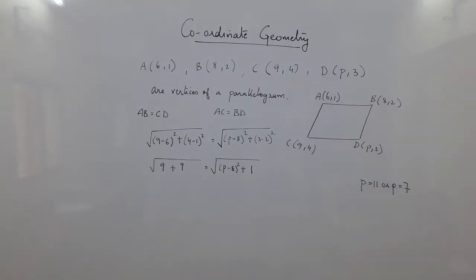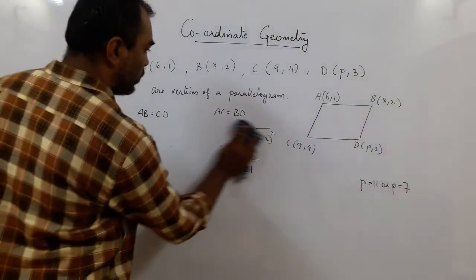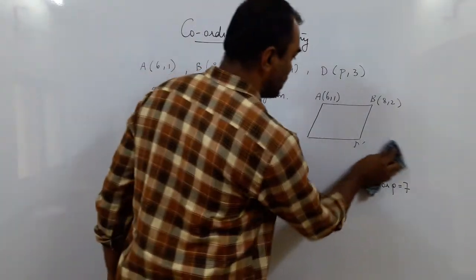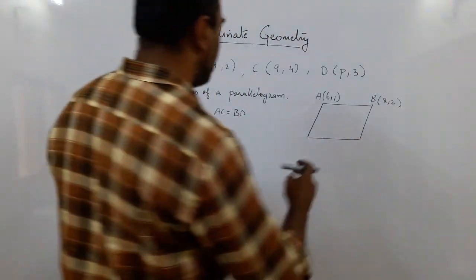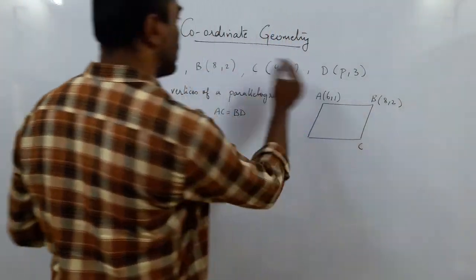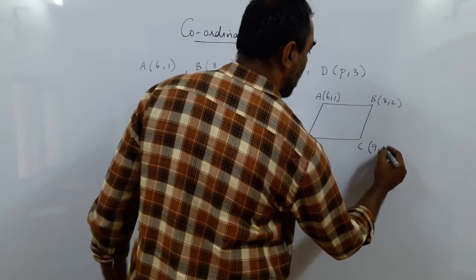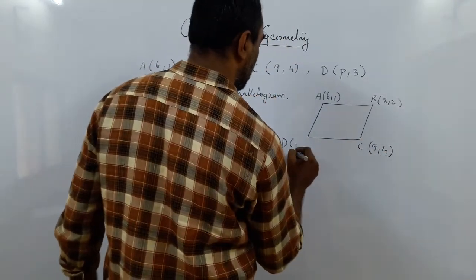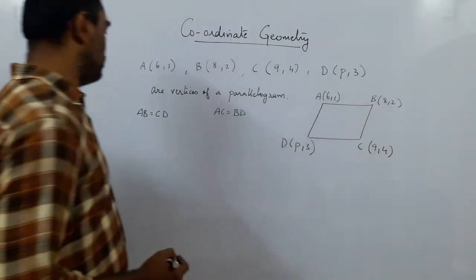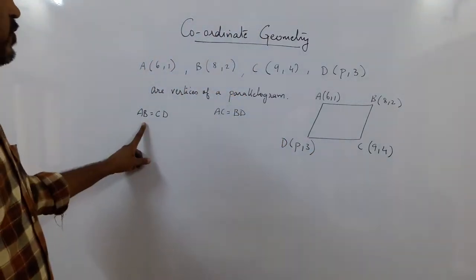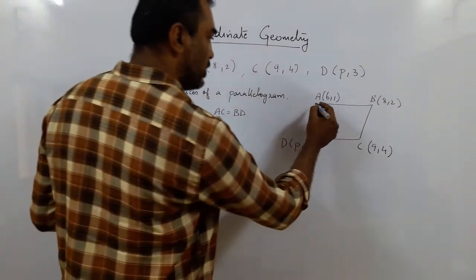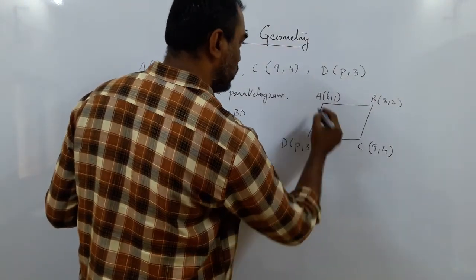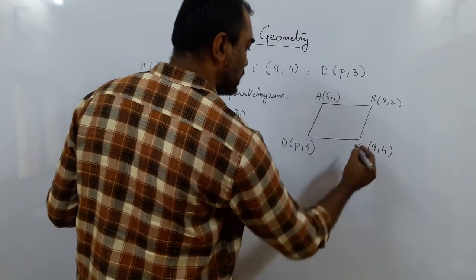Let us check it out once again. We have made an error here in writing the points. Okay, we have to discard this whole method and do it all over again. The mistake was that ABCD is a parallelogram, so C has to be 9, 4 and D has to be P, 3. So this first condition was still valid, because again AB equal to CD.